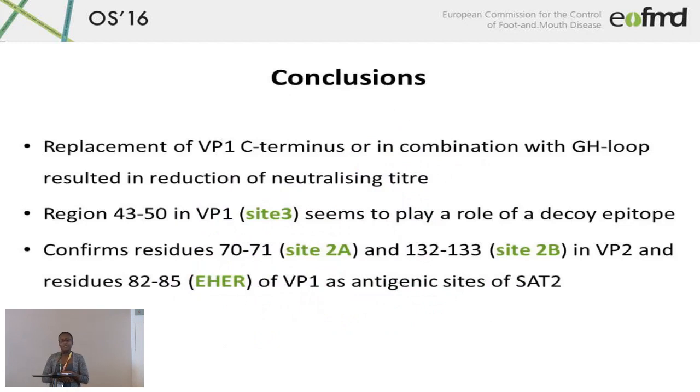So in conclusion, replacement of the VP1 C-terminus in combination with the GH loop resulted in a reduction in virus titer, showing the significance of this region in immunogenicity. And region 43 to 50 in VP1 seems to play the role of a decoy epitope. And this work also confirms that residues 71 to 72 and 132 to 133 in VP2 and residues 82 to 85 of VP1 are antigenic sites of SAT2.